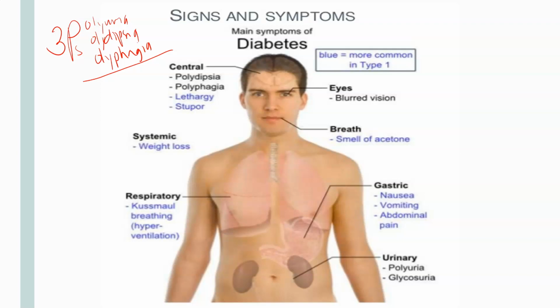So because there is cell starvation, there will be LOC changes. As you can see in the concept of your lethargy and your stuporous behavior of the patient, client will also have your blurred vision. This can be attributed to your complications such as your diabetic retinopathy. Pwede po yan. Remember that your eyes have very, very fine and minute, very tiny circulation and veins or vessels.